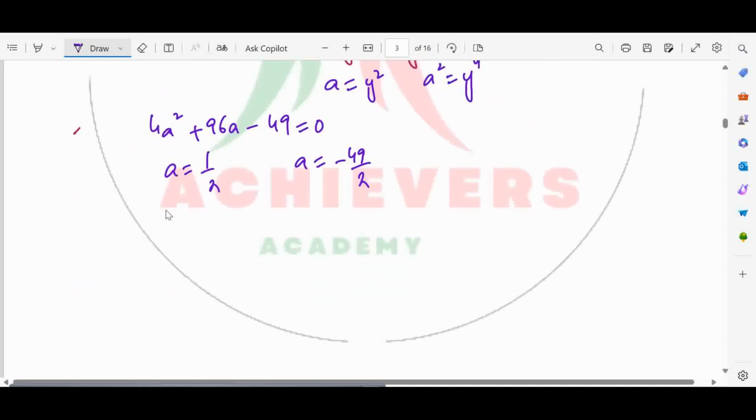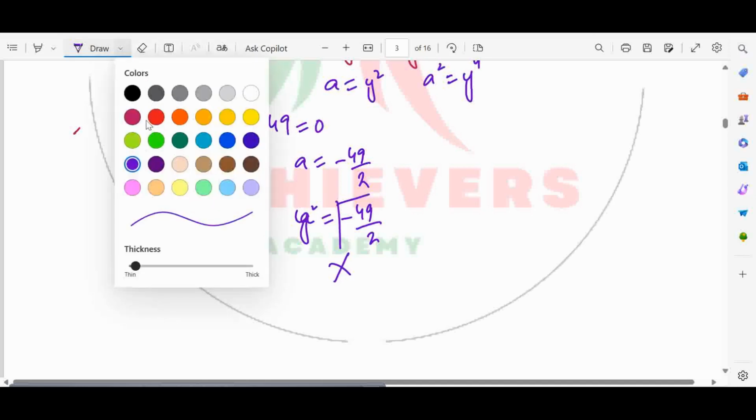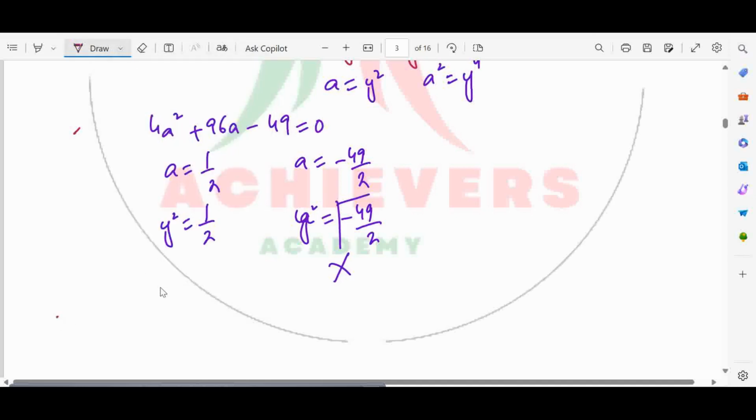Now from here we know that y² is equal to 1 by 2, and here y² is equal to -49 by 2. So this one will be a negative number, so it will be undefined, and we cannot go further. y will be equal to plus minus square root of 1 by 2, which means we will have two answers. One will be plus 1 by square root of 2, and the second one will be minus 1 by square root of 2.